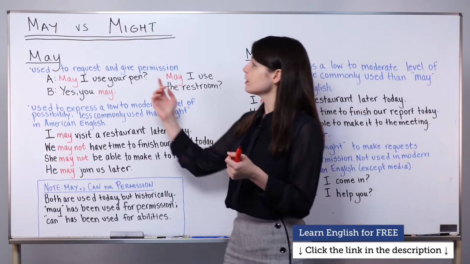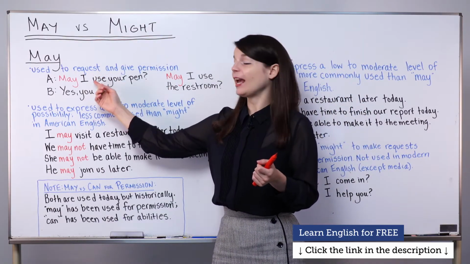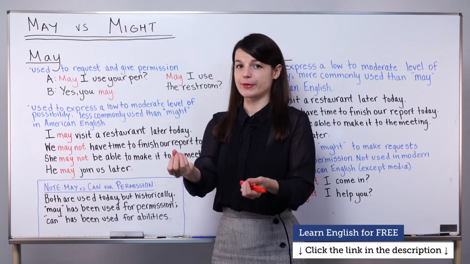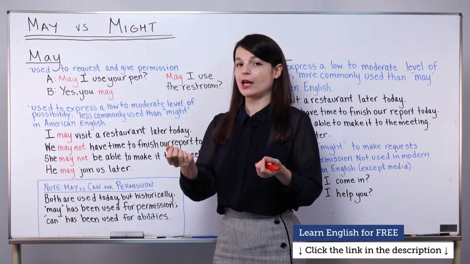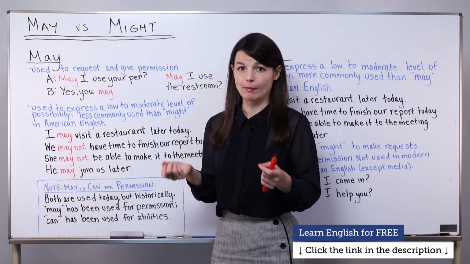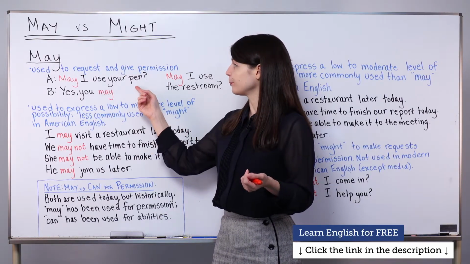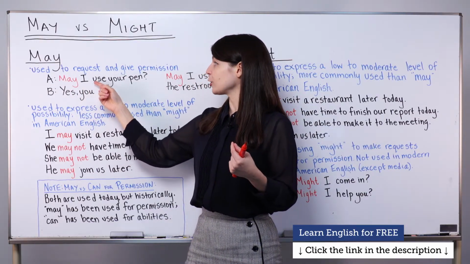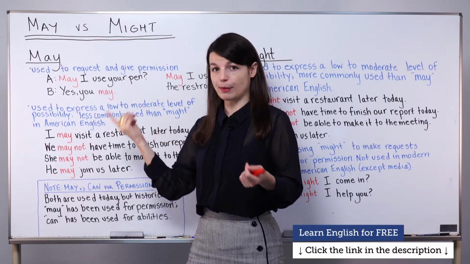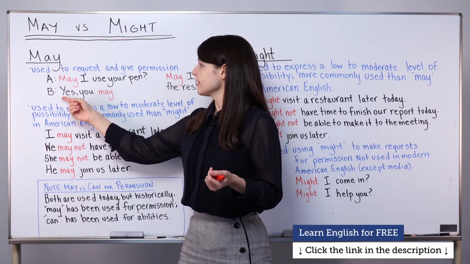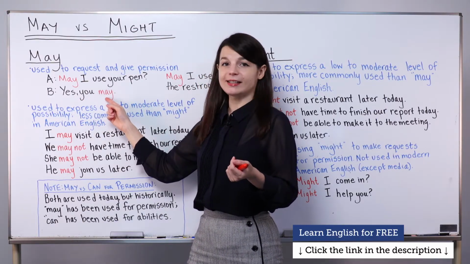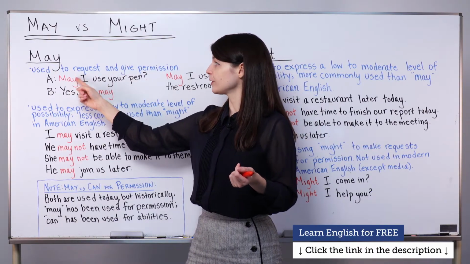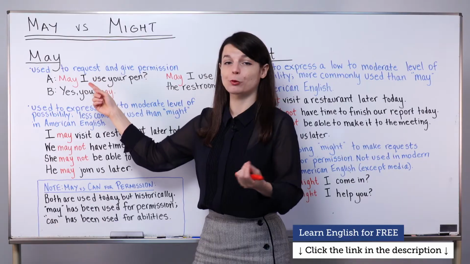First, we use may to request and give permission. So that means when we ask for permission, we can use may, and when we give permission, we can use may. Let's look at a common example. First, person A says, "May I use your pen?" B says, "Yes, you may." So in this question, may is used to request, to ask for permission.